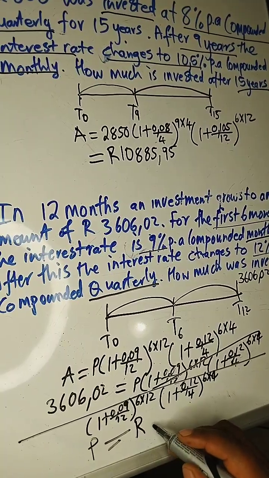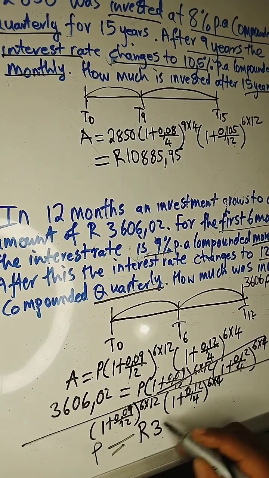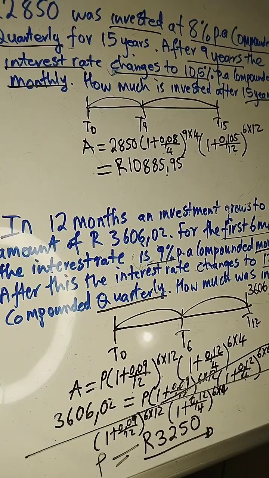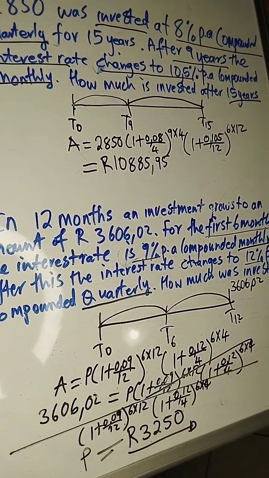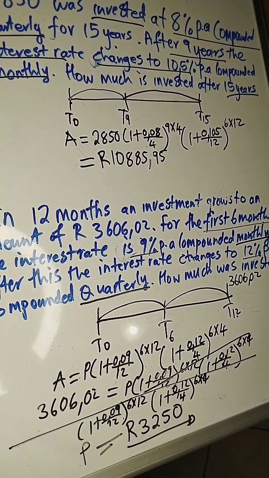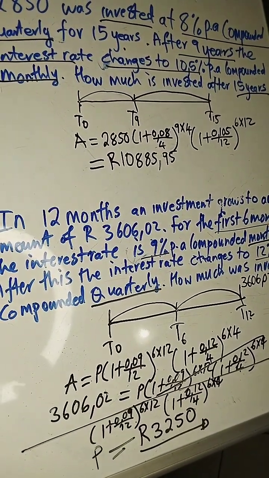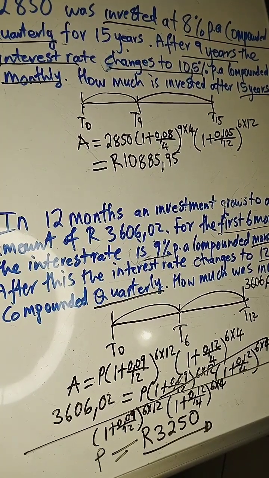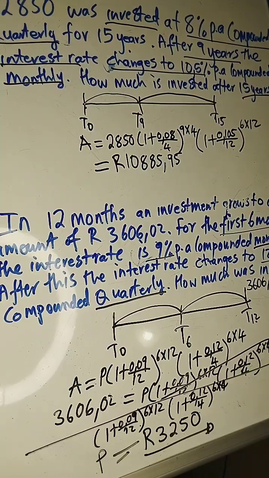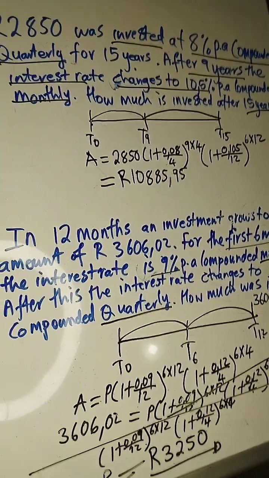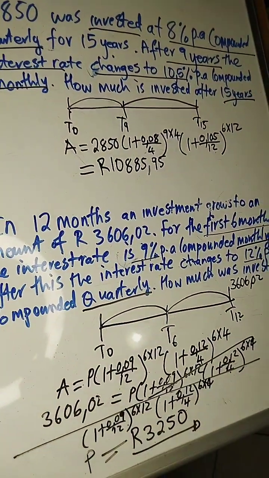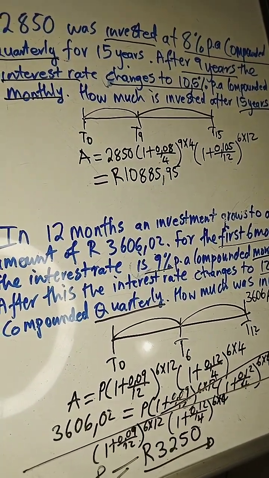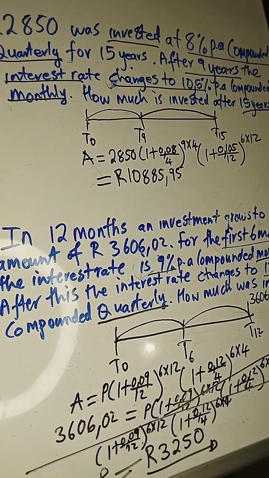Our answer should be 3,250 rand. That is how we calculate P. I hope you are clear on that one. I don't want us to have confusion on that one. So that's how we calculate these timelines. Now I want us to do one that has an additional withdrawal.